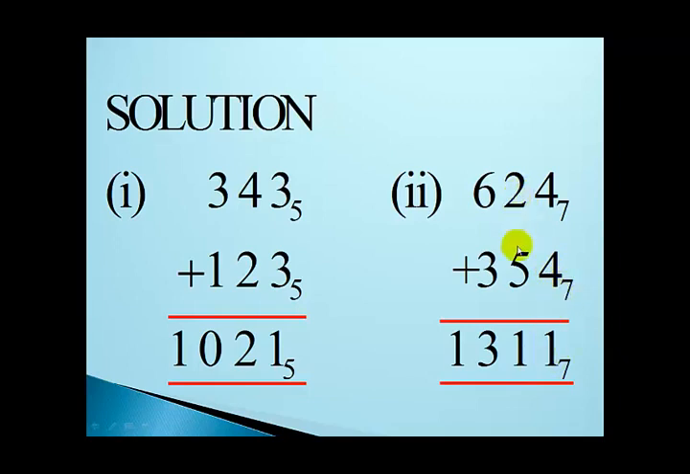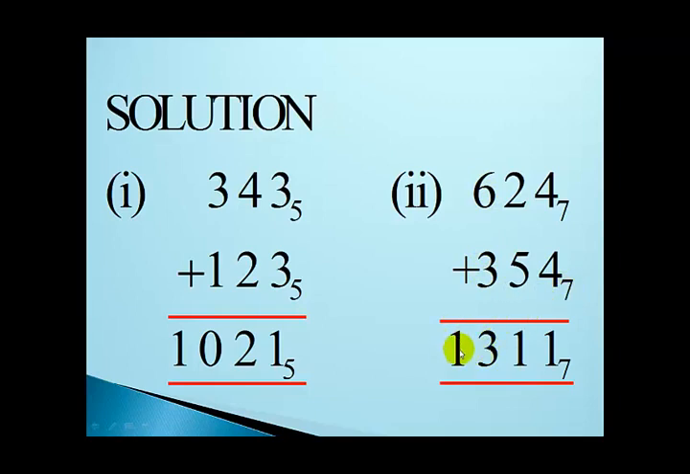2 plus 5 equals 7, plus the 1 group equals 8. And 8 in base 7, the remainder is 1, and the number of group is 1. Now 6 plus 3 is equal to 9. 9 plus the 1 group left will give us 10. And 10 in base 7, the remainder is 3, and the number of group is 1.